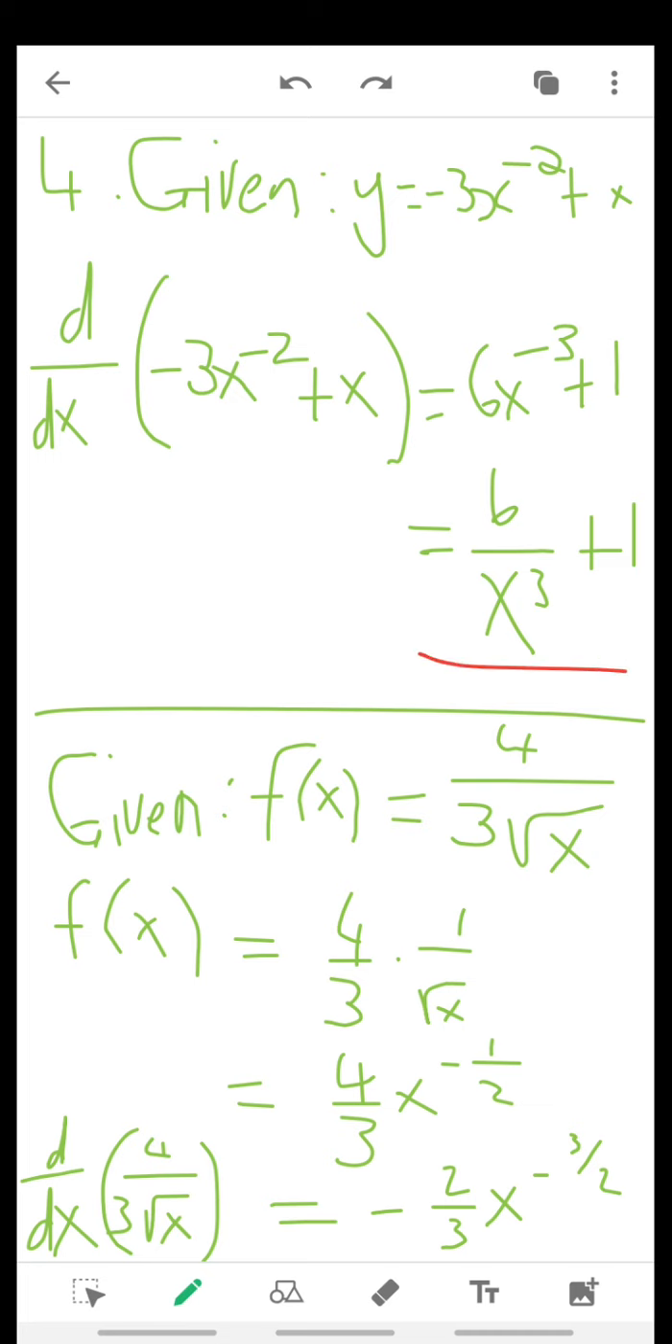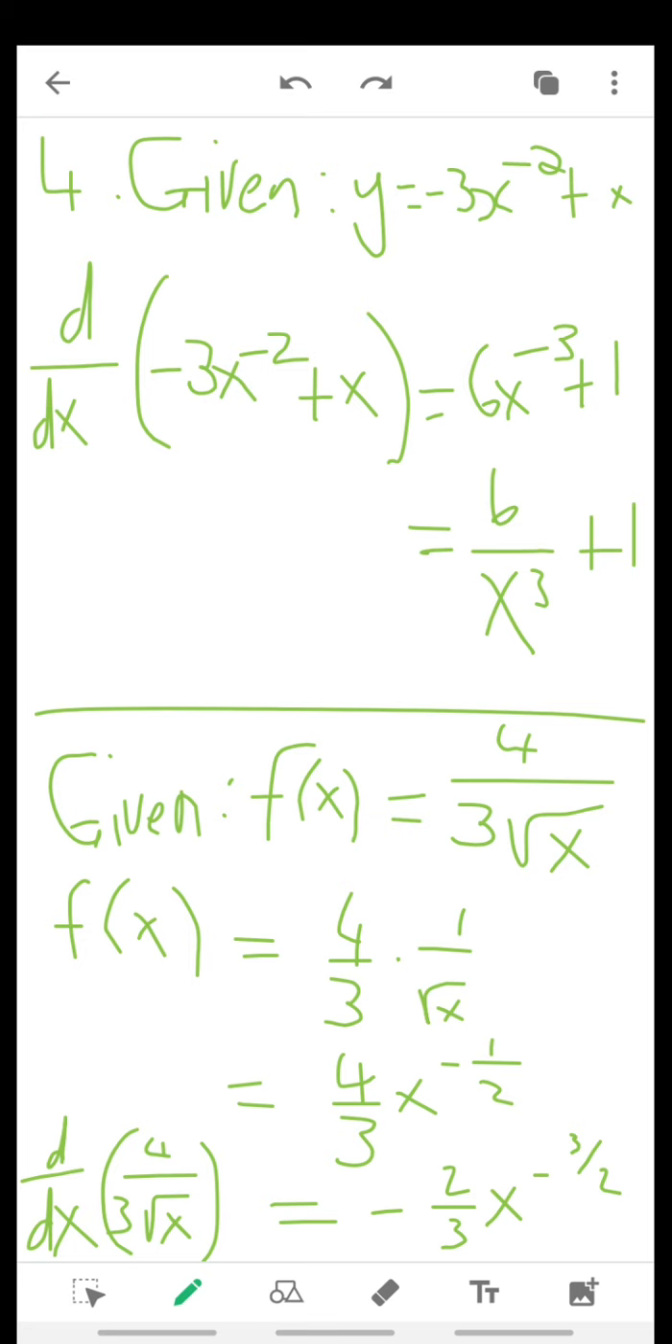It's not a must to end up at this step unless you are told to write your answers in a positive exponent. So x to the power minus 3 is the same as 1 over x to the power of 3. So 1 over x to the power of 3 times 6 is 6 over x cubed. And then this is plus 1. And that is the answer.